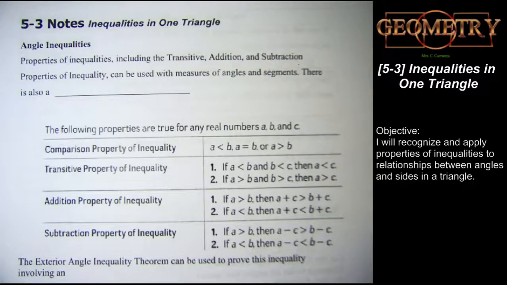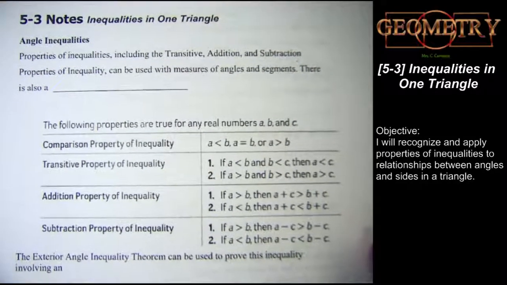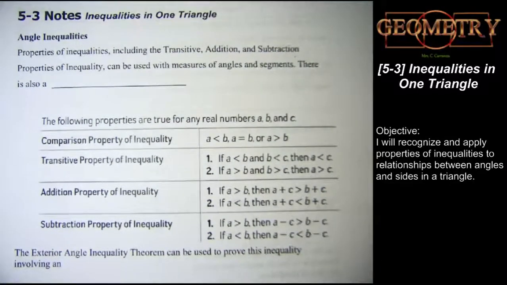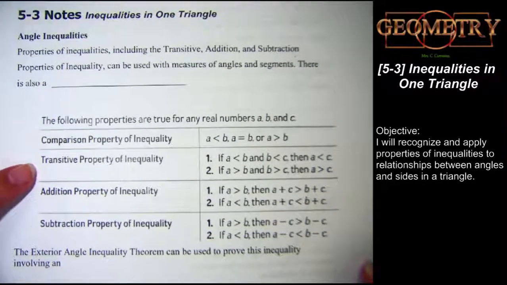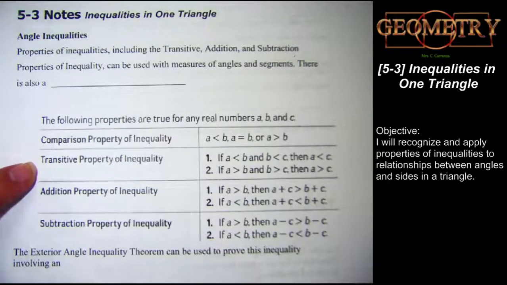But first, let's remind ourselves how inequalities work. We have three properties of inequalities that we are already familiar with: transitive, addition, and subtraction. The transitive property for inequality works exactly the same way as the one for equality and for congruence. And it looks something like this.